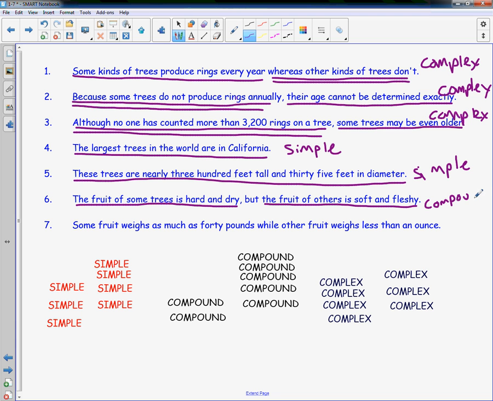And number 7, some fruit weighs as much as 40 pounds, that's a sentence, while other fruit weighs less than an ounce, leaves you hanging, therefore this is complex.